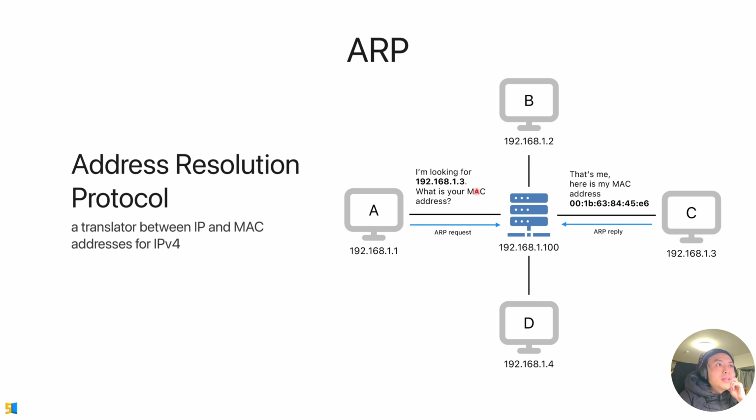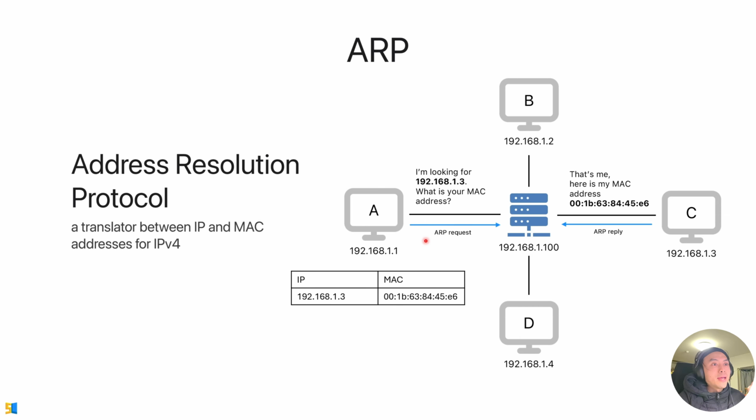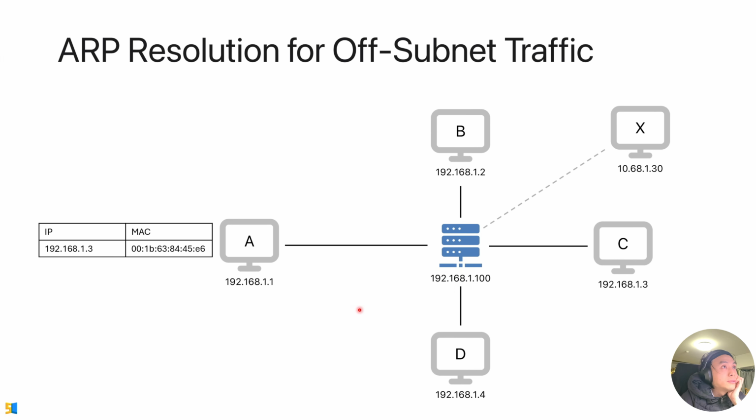All right, so B will receive it, D will receive it, C will receive it, but only C will reply because it is its IP address. So, that's me. Here's my MAC address. It will send the ARP reply. After A gets the ARP reply, it caches that data internally. So it has the mapping between IP address and MAC address. So next time A wants to communicate with C, it doesn't need to send the ARP request anymore.